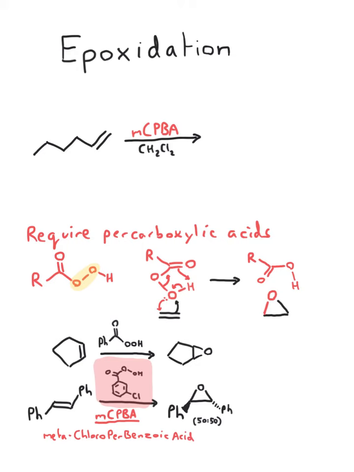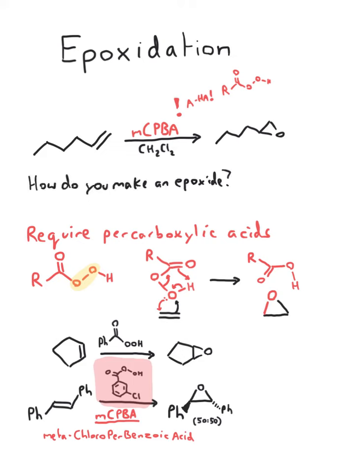What is the product of the following reaction? Here we go. You must recognize mCPBA as being the epoxidizing agent. And voila, you know what the product should be. This is the answer. If you ever get asked how to make an epoxide, the answer tends to be mCPBA, in dichloromethane in this case.